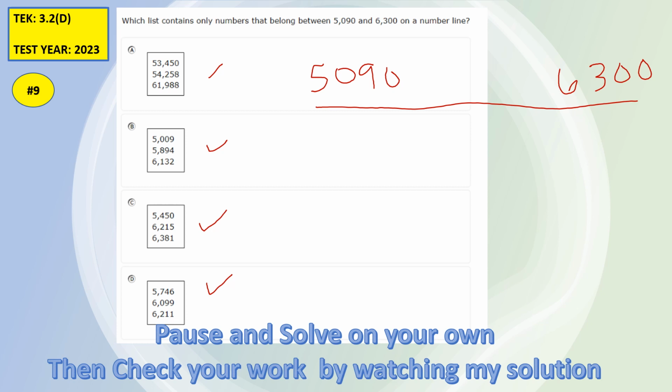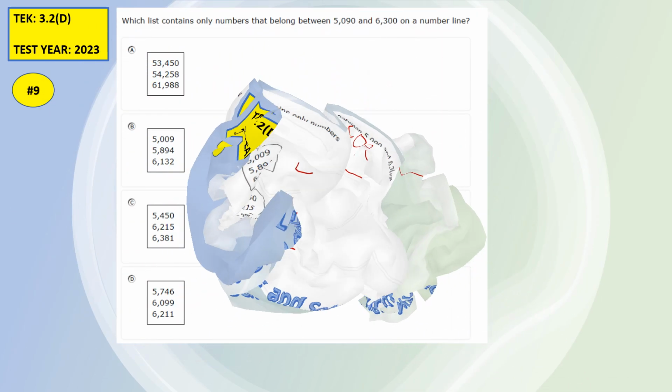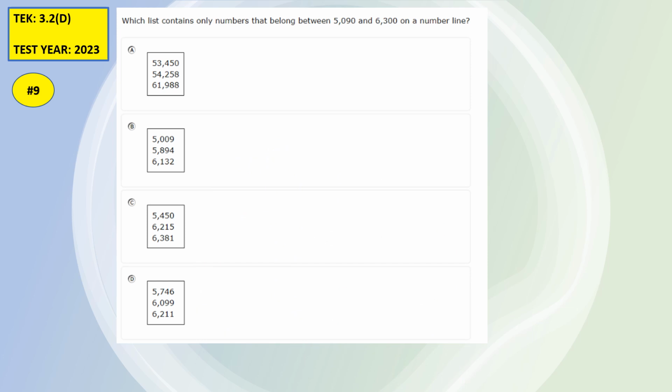Go ahead and pause and solve on your own. Then check your work by watching my solution. Now let's take a real look at number 9.